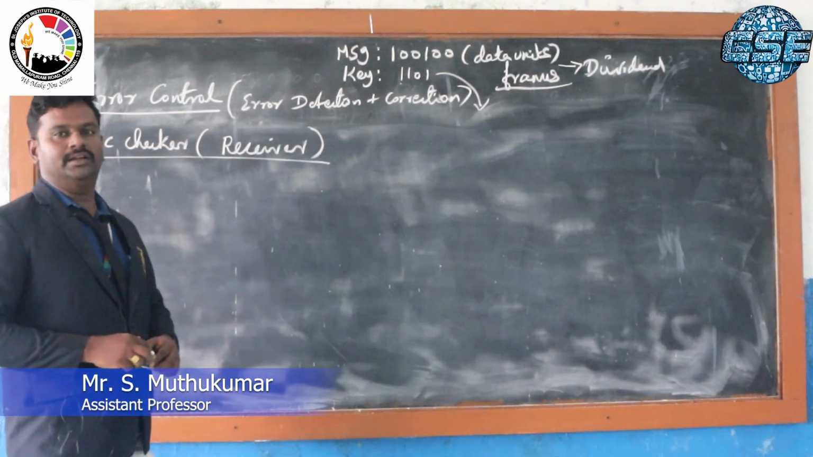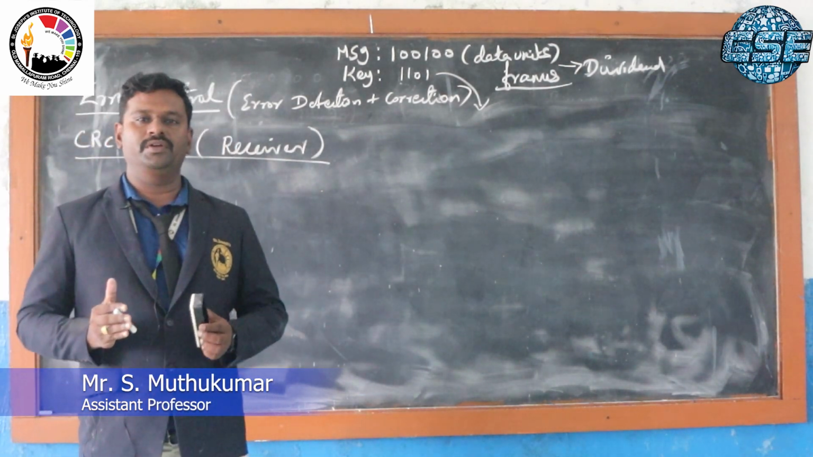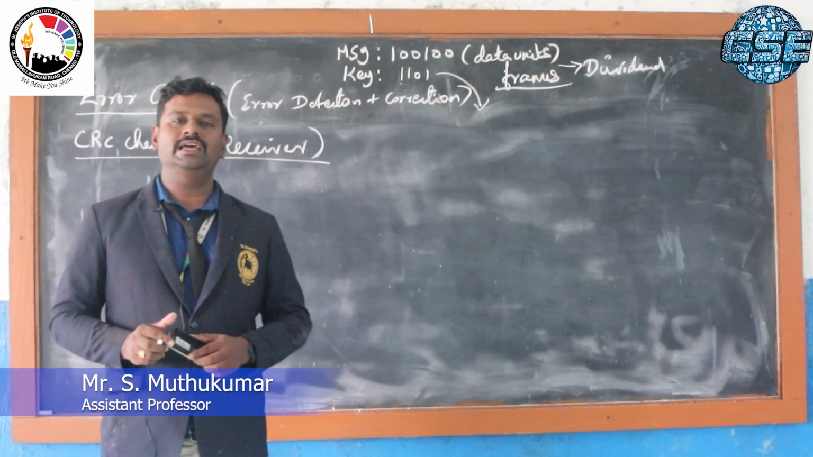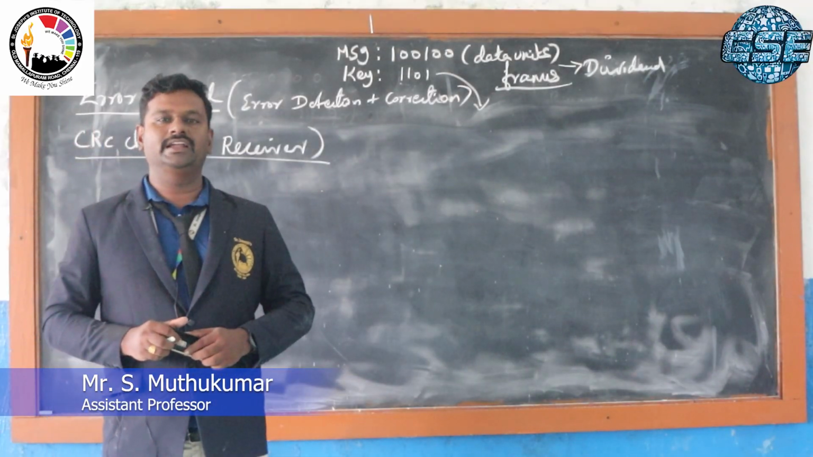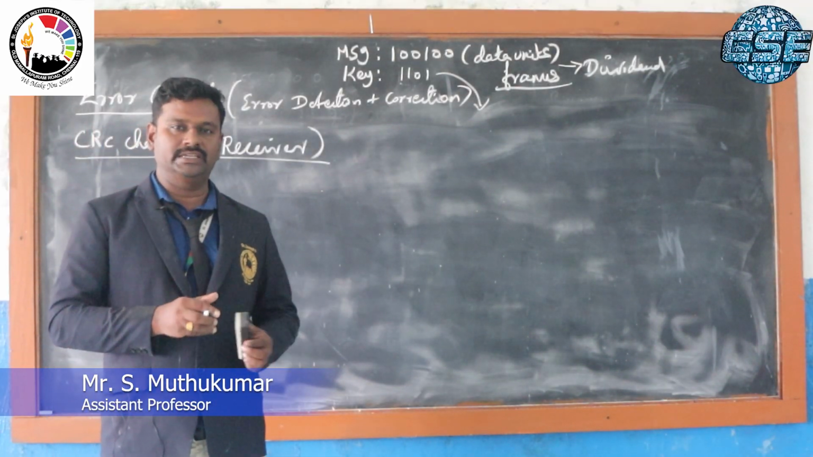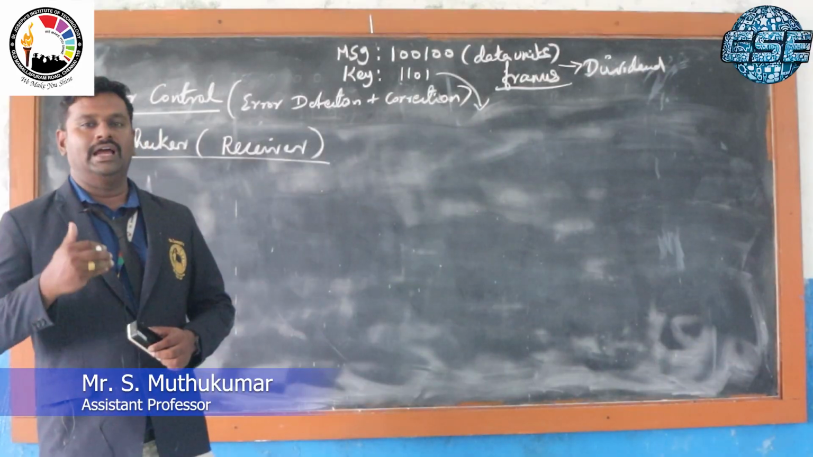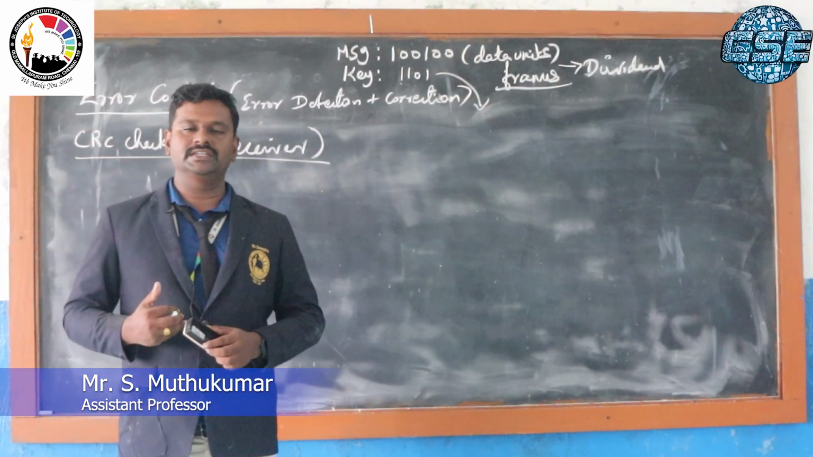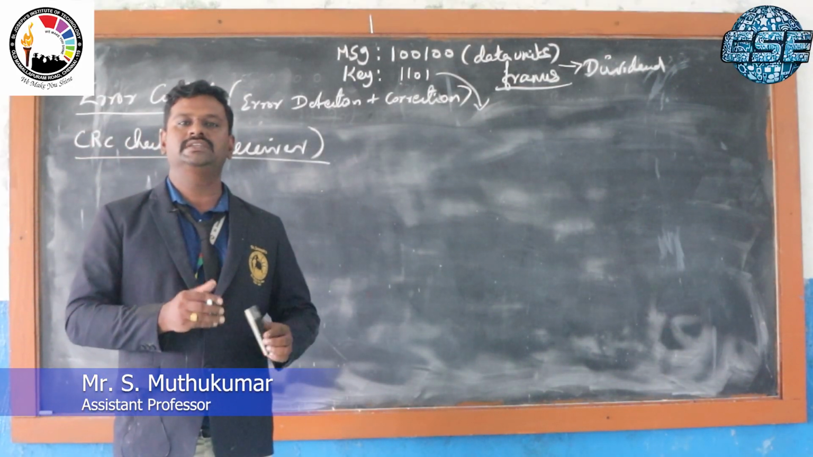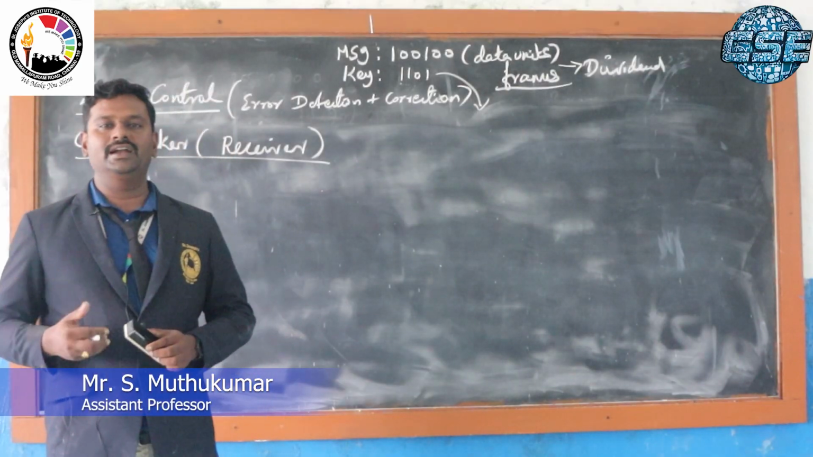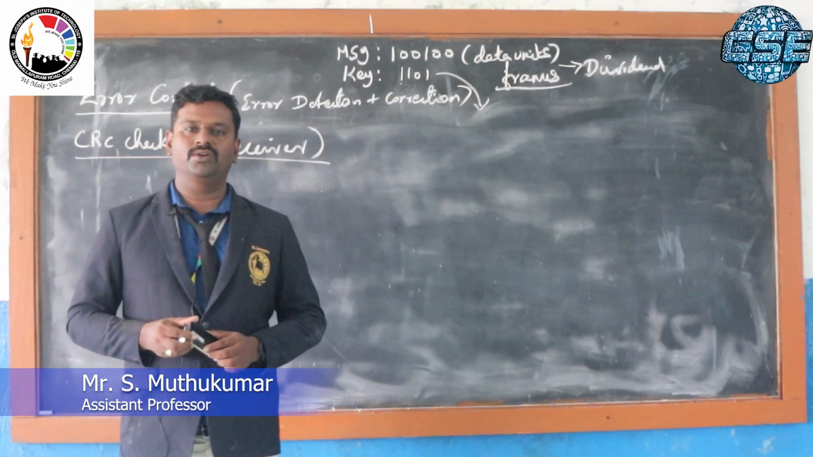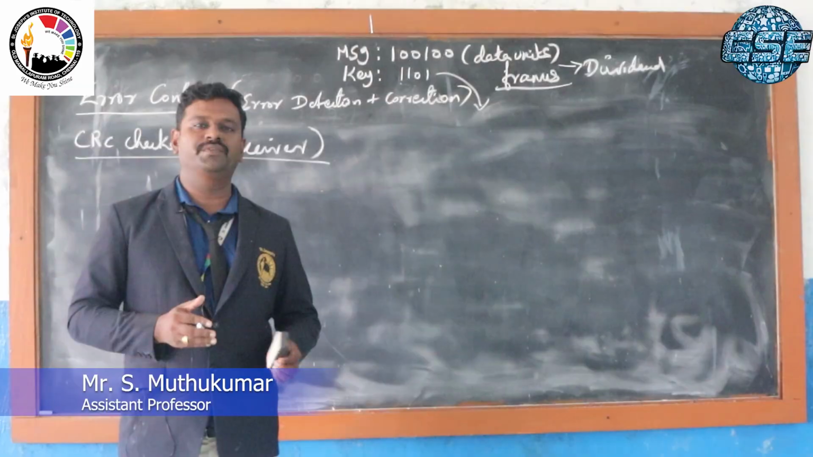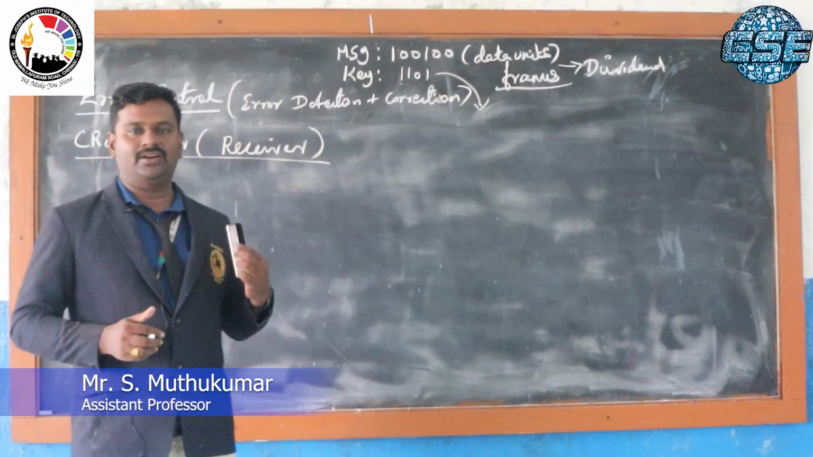I already told that the sender will find the redundancy bit, that is CRC, and append it with the data bits and forward to the receiver. So at the receiver end, again the binary division is applied with the data units with CRC. At the end of the remainder, if we get 0, the data is transferred without any error. So we will check on it. Okay.